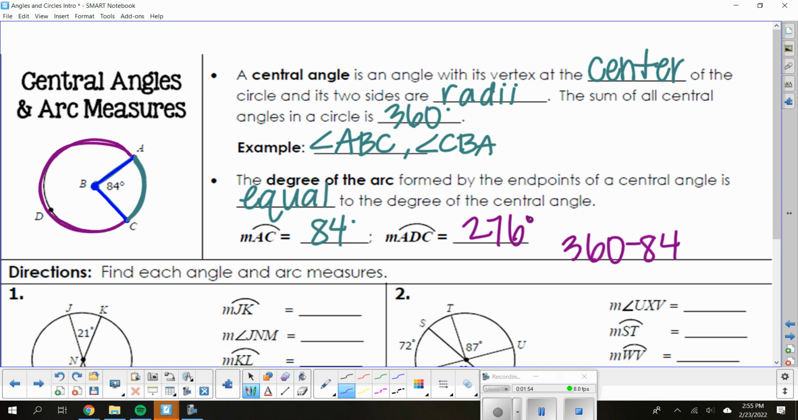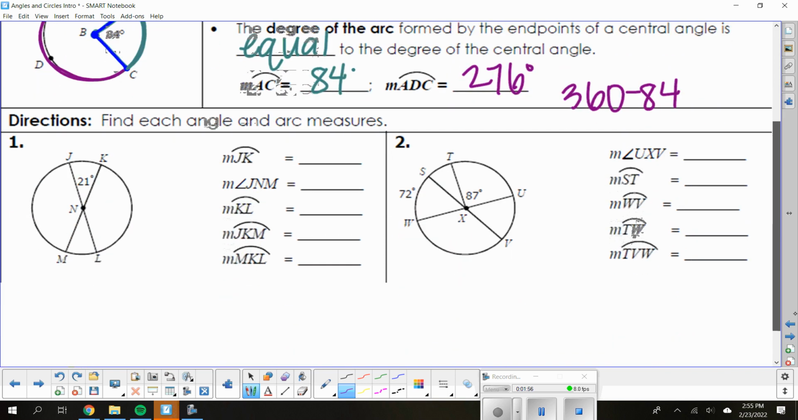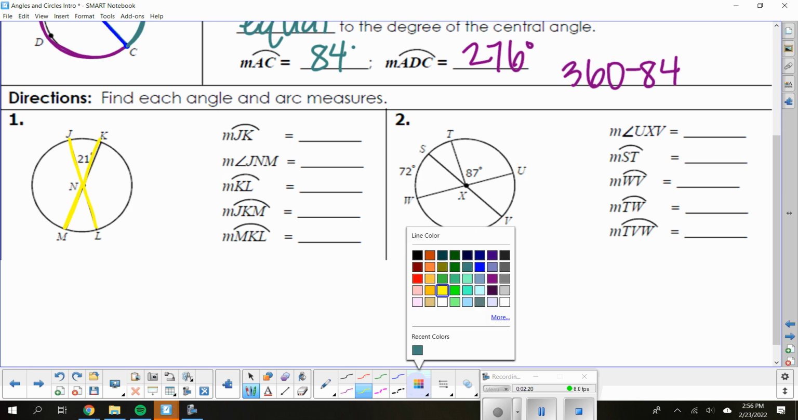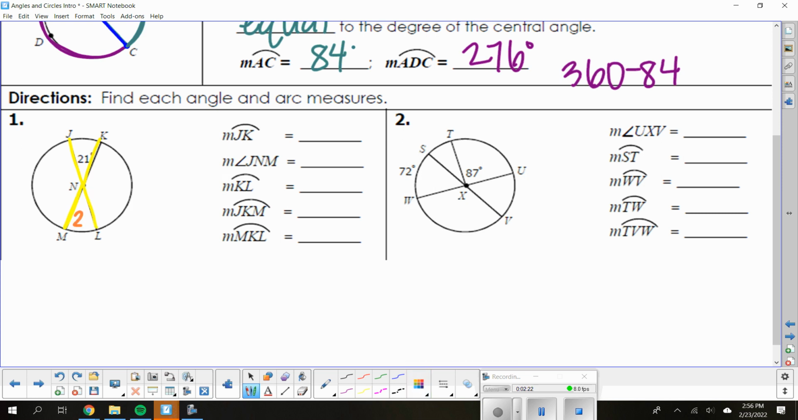So let's just try some of these things that we want to look at as we're doing this. Again, if the vertex is at the center, which all of these are, they're going to be equal angle to arc. But other things we want to look for are diameters, because that cuts a circle in half. Vertical angles, because those are going to be equal, so on and so forth. So when I look at this to start, I notice I have a pair of vertical angles. So that one is 21, this other one has to be 21. And then I also notice that this is cutting my circle in half.